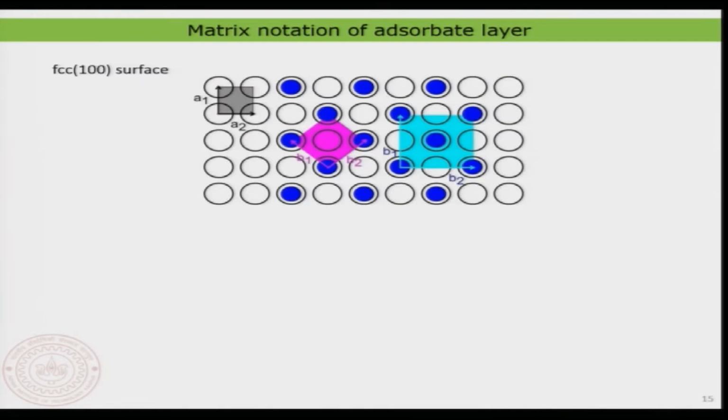Good. So, let us assume this particular adlayer. The blue is again the adlayer, and this is the surface. Now, we can check what is the metric representation for the blue and for this magenta unit cells or primitive cells that we are using to represent this particular adlayer.